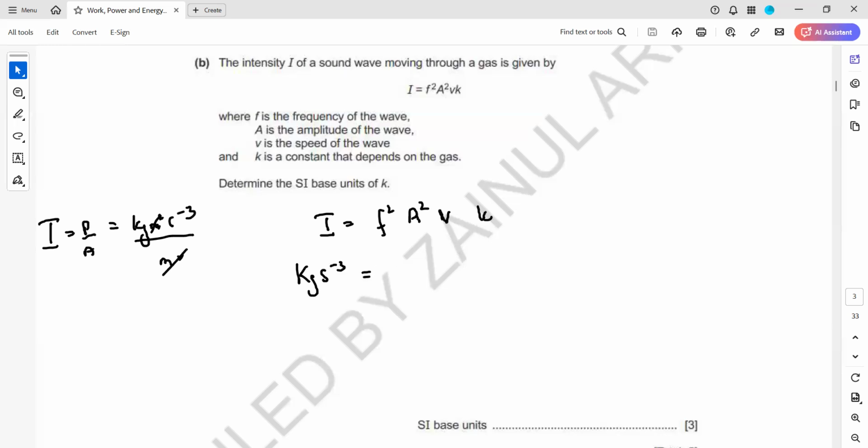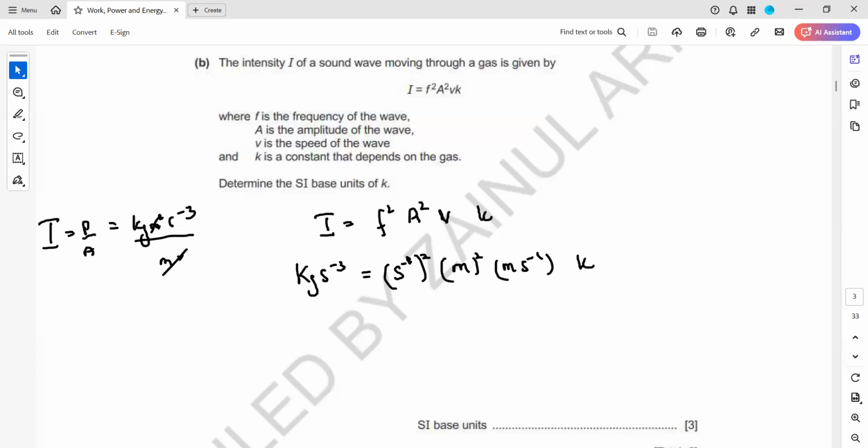Frequency is the reciprocal of the time period. So it is 1 over second or second inverse. So f square will be second minus 2. Second minus 1 is there, but because it's a square, that's why I said minus 2. Amplitude is a distance, so A square will be meter square. And speed is ms minus 1.